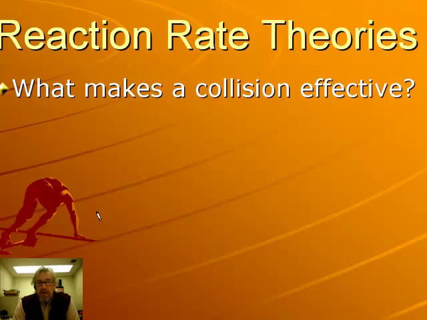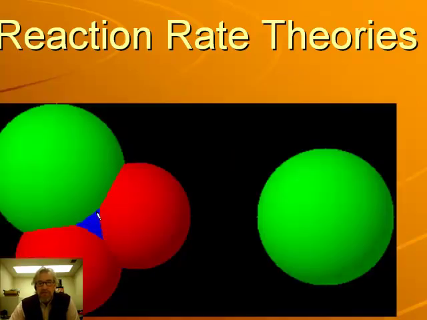So what makes a collision effective? We're going to look at two different factors that have to do with how effective a collision is likely to be. The first one is orientation of the molecules. Take a look at this little animation. What you just saw there was a collision that was not effective.